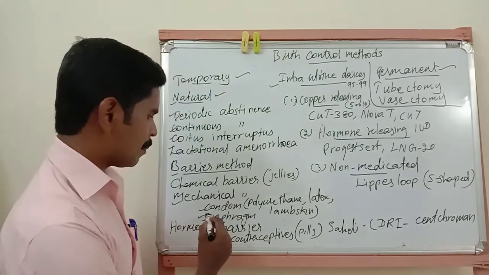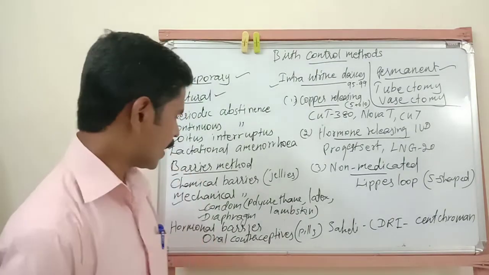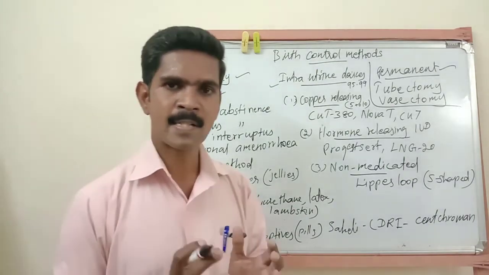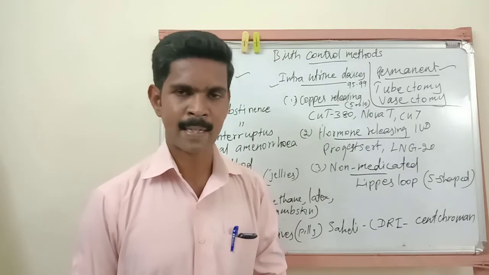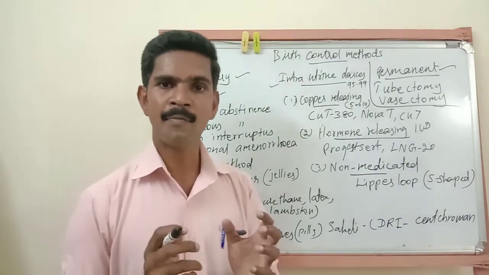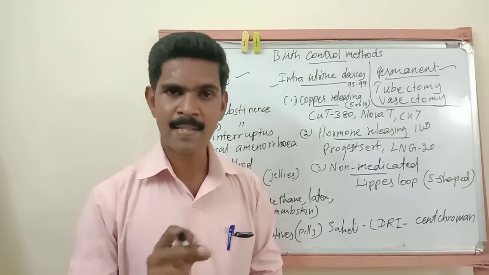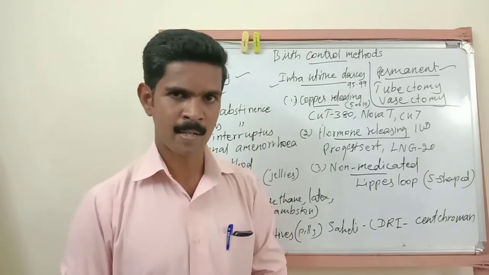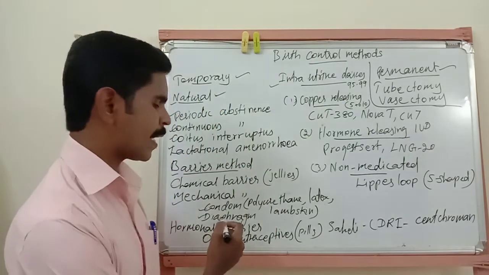Then the second example, diaphragm. Here the diaphragm is a thin sheet, also made up of latex. But this device is used by the female. That means the cervix region of the female reproductive system is covered by this diaphragm.